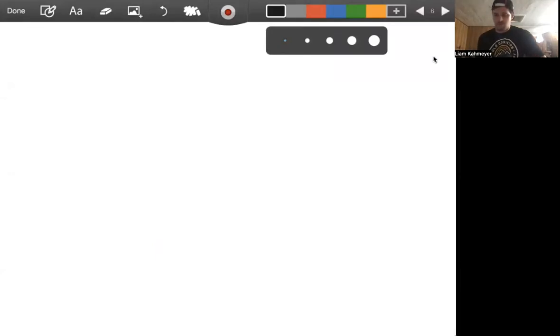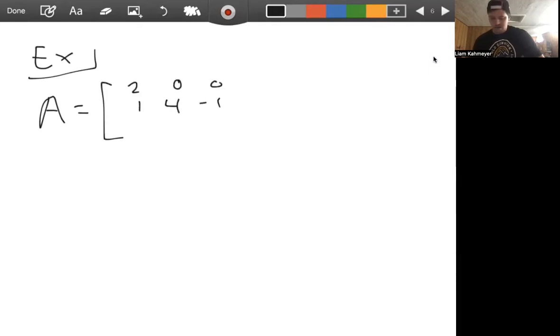So now let's use this theorem to see how to diagonalize a matrix. And in the process of doing that, we'll also be seeing how to verify that a matrix is diagonalizable in the first place. So here's an example. Let's say we want to ask if the matrix A given by 2, 0, 0, 1, 4, negative 1, and negative 2, negative 4, 4 is diagonalizable. Is this diagonalizable?